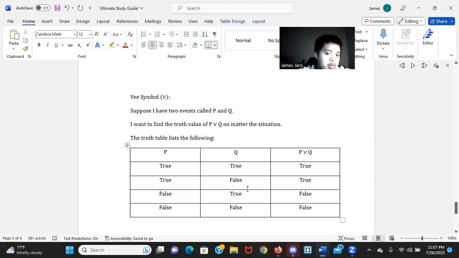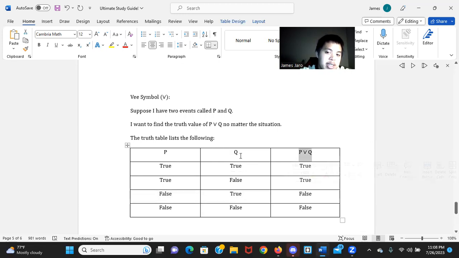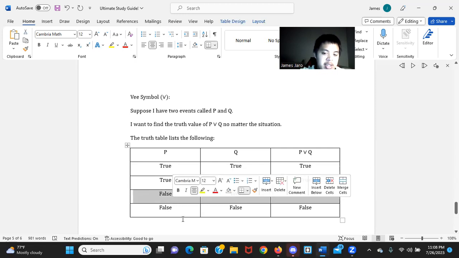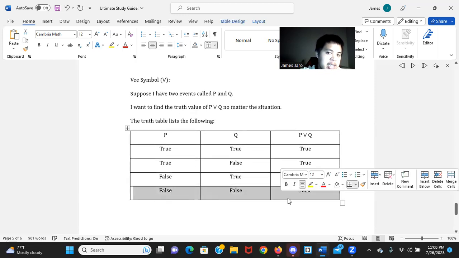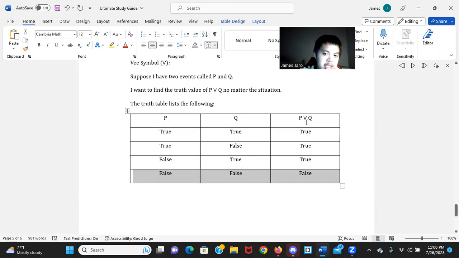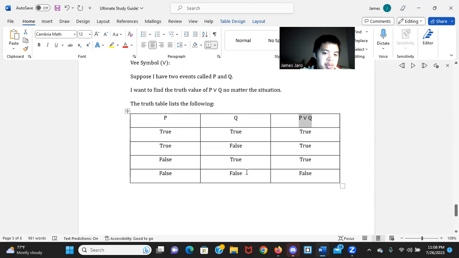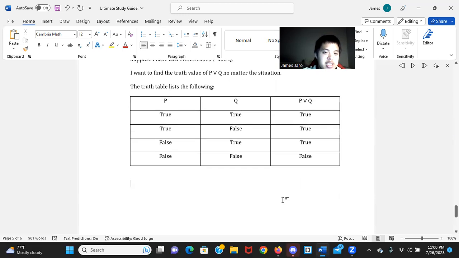In a similar way, when we look at this row, we know that P V Q is still going to be a true statement because one of the two events happened. In this row, that's event Q. However, when we look at the final row, when both of them are false, neither event happened. So the event P V Q cannot have happened, because P V Q requires at least one of the events to be true. Since neither event happened, P V Q cannot happen.